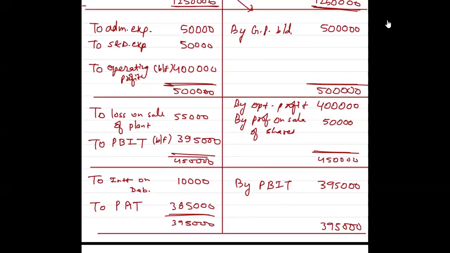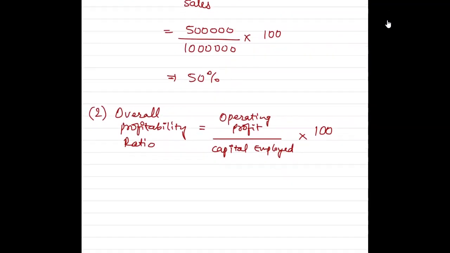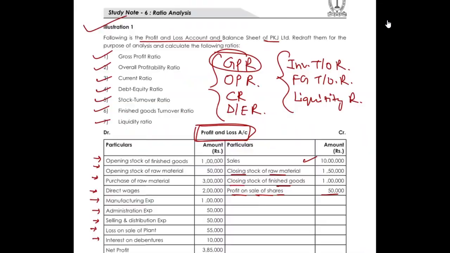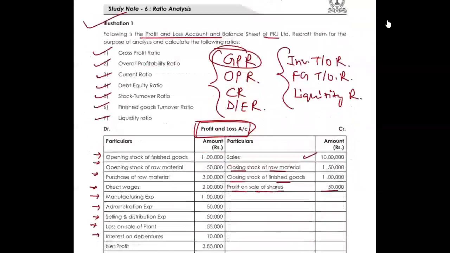My operating profit was coming to be 4 lakh rupees. So simply, I can put up that figure 4 lakh. Sir, what is the capital employed? For that, we need to refer the balance sheet. That was also given in the question.